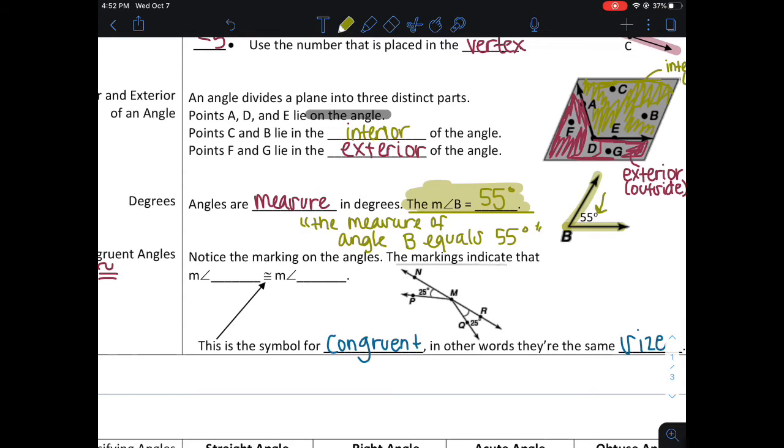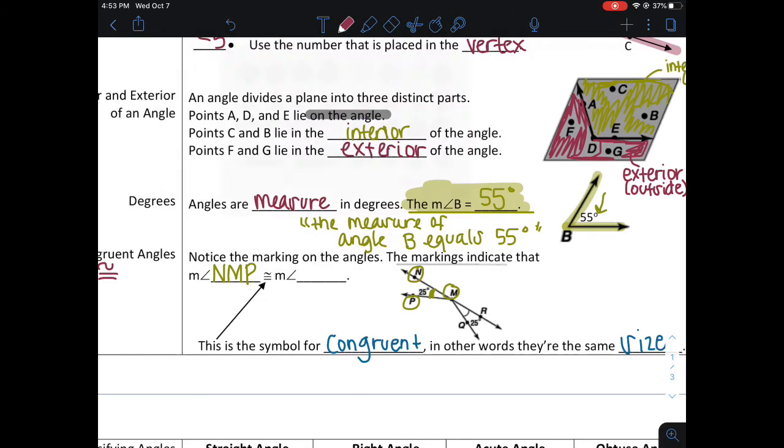Notice the markings on the angles. So now we're looking at this example here. We see that we have angle NMP. Don't forget the vertex letter has to go in the middle of the other two letters. And as you can see, this is 25 degrees, and it has a little arc in there.